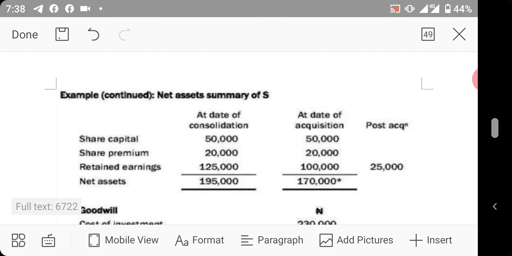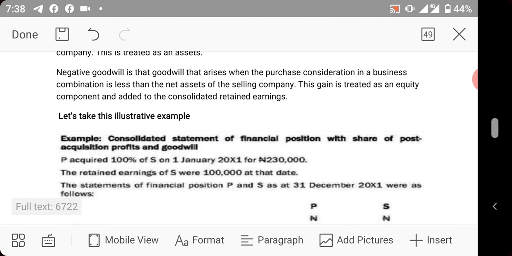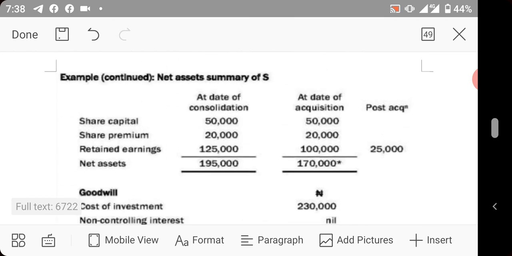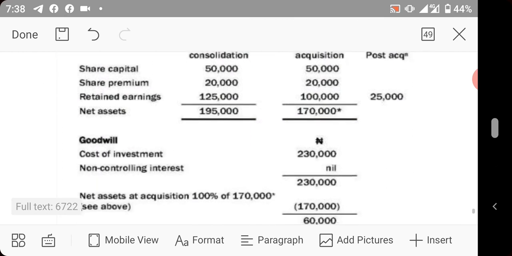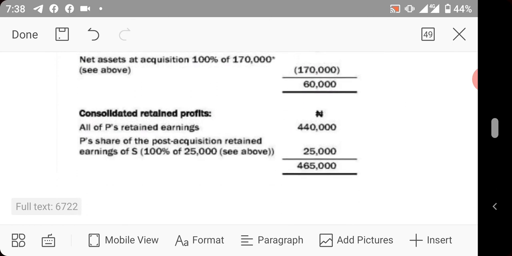Now, we'll bring in the retained earnings. The retained earnings at date of consolidation will be the one that is in the statement of financial position. That is what it will be. Now, the retained earnings at date of acquisition will be the one that was given to you in the additional information, which is this 100,000 naira. Hope you can see it at that date. Good. So the difference will now give you post-acquisition retained earnings, which is 25,000 naira. Is that clear? Good.